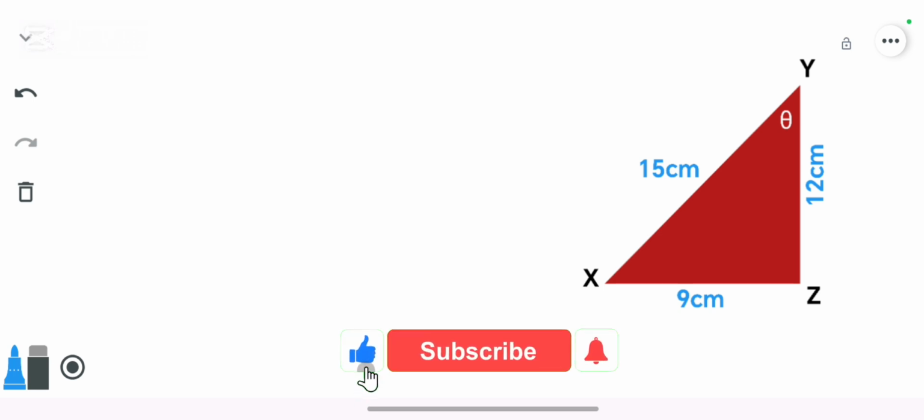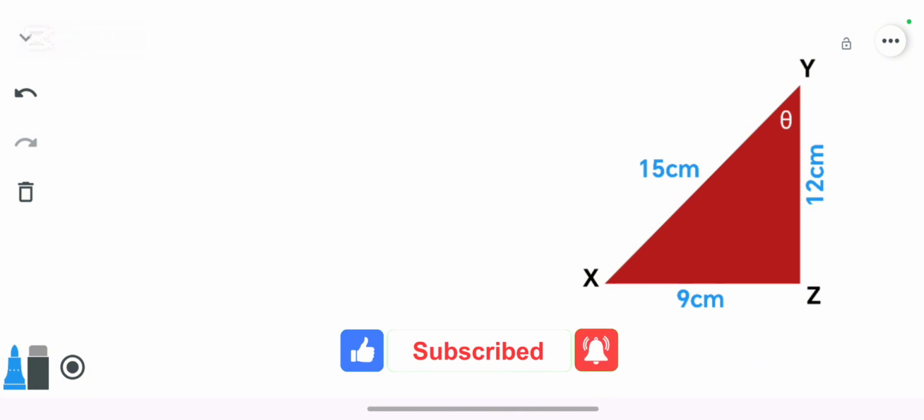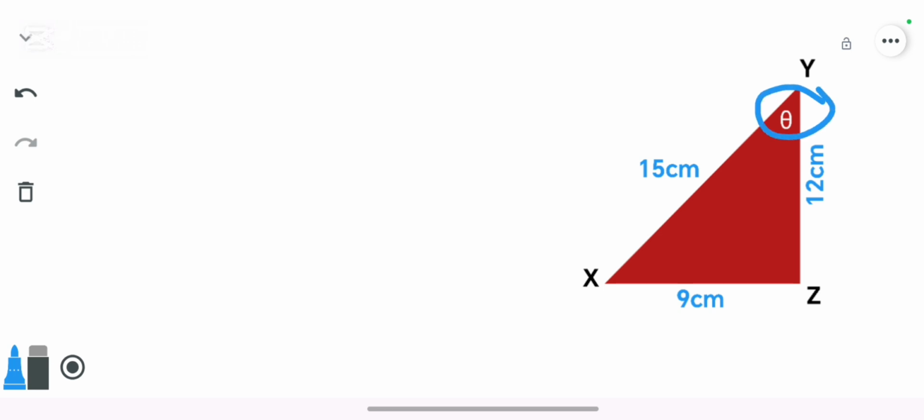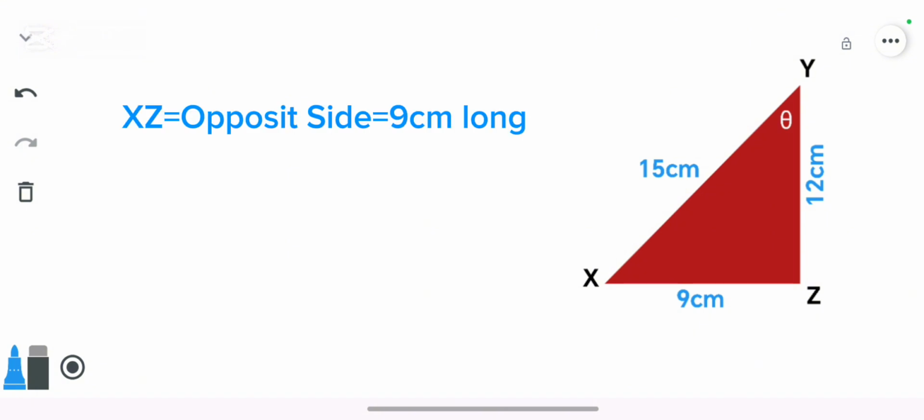Alright, time's up. So with respect to this given angle here, the side XZ is the opposite side. It is 9 centimeters long. I repeat, XZ is the opposite side, and it's 9 centimeters long.